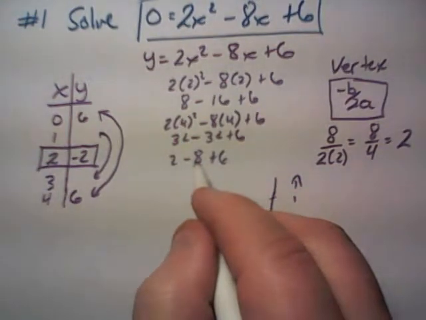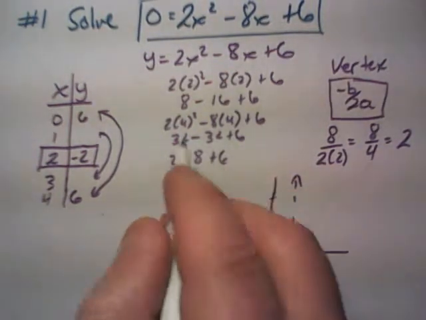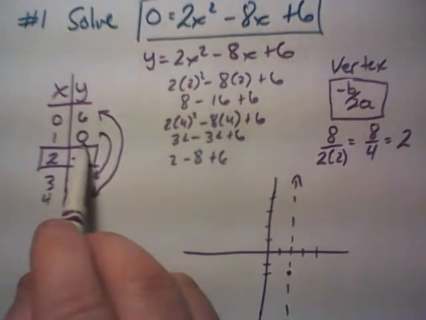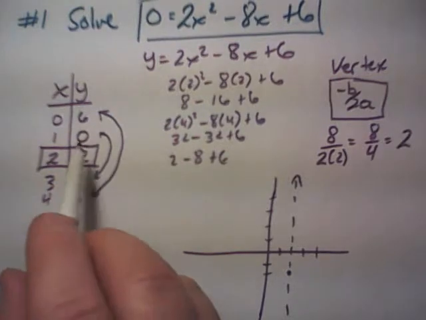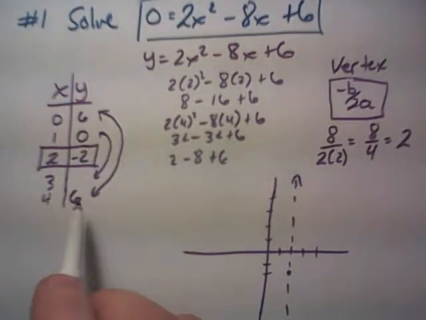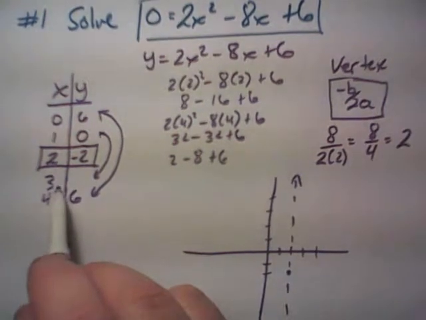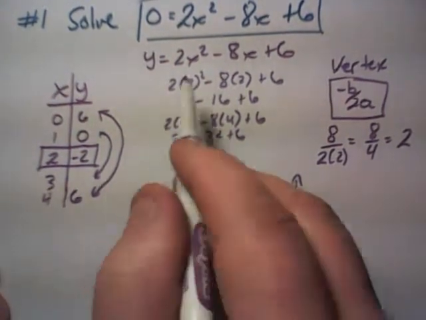2 minus 8 then is negative 6, and negative 6 plus 6 is 0. So when I plug in a 1, my y value is a 0. That's going to be significant. We'll talk about that here in just a little bit. That should also match what we get when we plug in a 3. Let's just make sure that it really does.